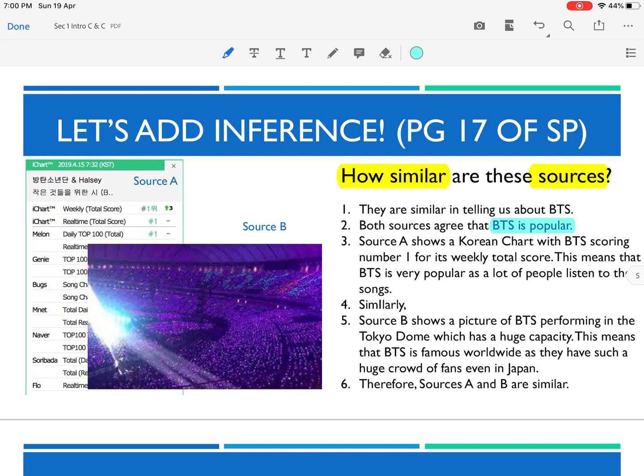If a lot of people listen to Blackpink or Twice, can you tell that it's popular? Definitely yes. Similarly, source B shows a picture of BTS performing in the Tokyo Dome, which has a huge capacity. This means that BTS is famous worldwide as they have such a huge crowd of fans even in Japan. If a stadium is filled with audience members, definitely the show is popular and the group is popular. Therefore, sources A and B are similar.